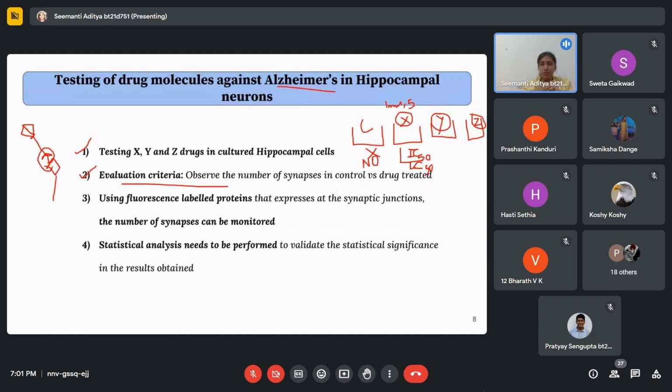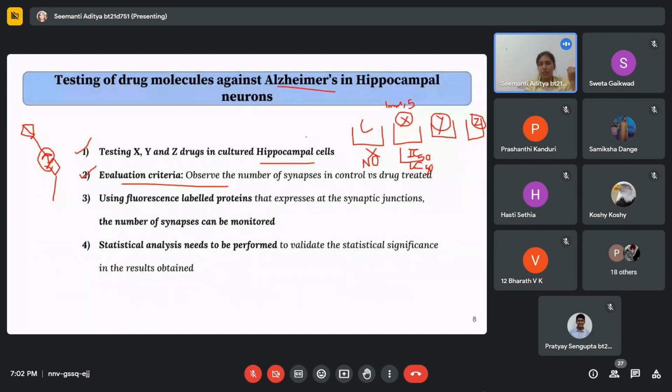But if this drug is not working, then we have to work with different concentrations of the drug and see whether the effect is happening. Also, in order to be more relevant, it is suggested that these hippocampal cells need to be treated with chemicals that can show an Alzheimer's-like effect.